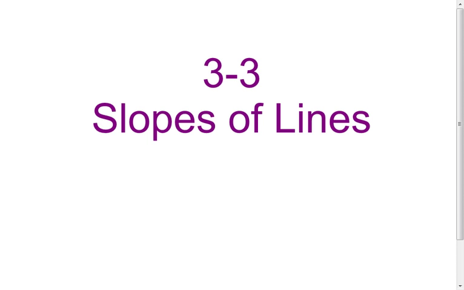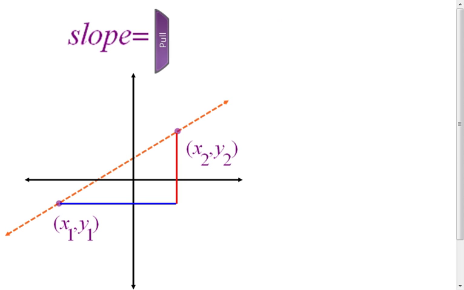Here we're going to talk about slopes of lines. Hopefully this is something that you've looked at before and it'll be just a little bit of review, but if it's not, here we go. Slope of a line is kind of telling you the angle or the direction that a line on the coordinate grid is heading, if you want to think of it that way.